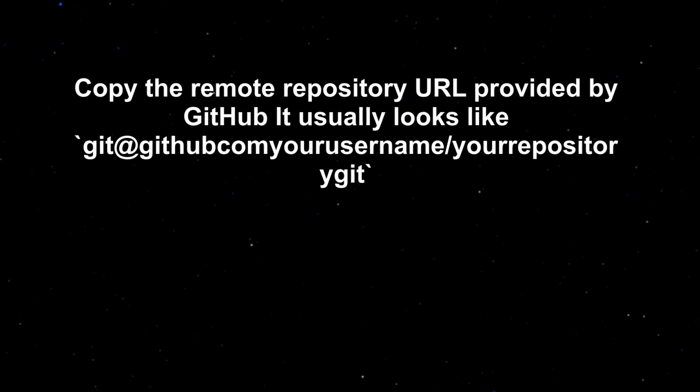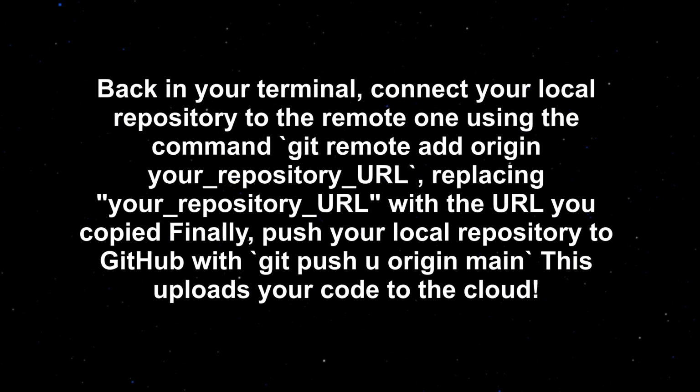Back in your terminal, connect your local repository to the remote one using the command git remote add origin your_repository_URL, replacing your_repository_URL with the URL you copied. Finally, push your local repository to GitHub with git push origin main. This uploads your code to the cloud.